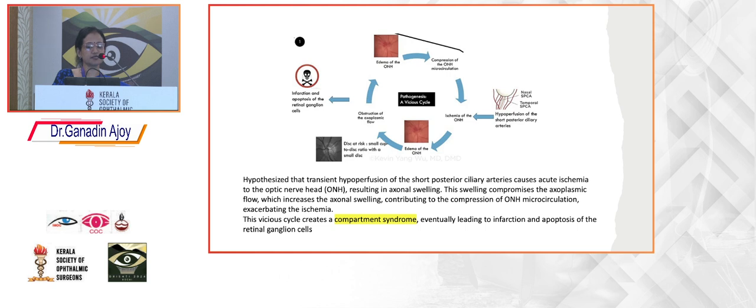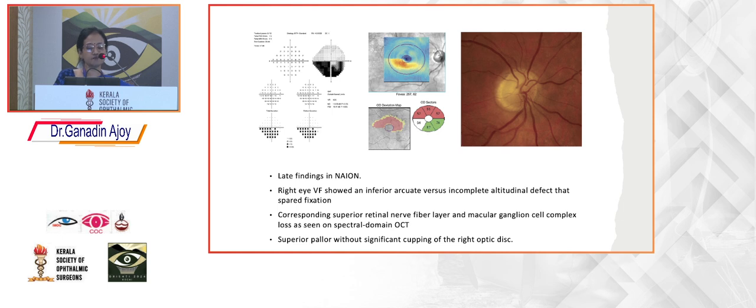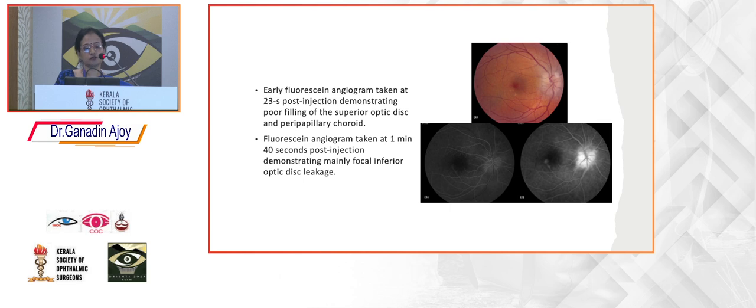It is basically a compartment syndrome where the ischemia of the ONH from the hypoperfusion leads to edema, obstructs axoplasmic flow, again leads to edema, and then causes further compression of the circulation. It's a vicious cycle. The established risk factors are hypertension, diabetes, hypercholesterolemia, optic disc morphology, and perioperative visual loss. The late findings include disc pallor and corresponding nerve fiber thinning and macular ganglion cell loss. This is seen on OCT. FA shows initially a poor filling of the disc and the peripapillary choroid with late focal leakage.